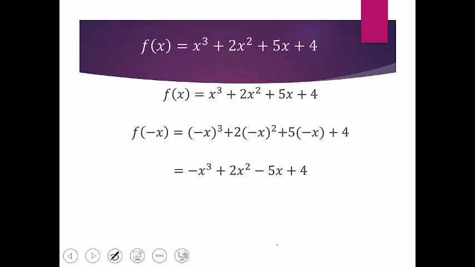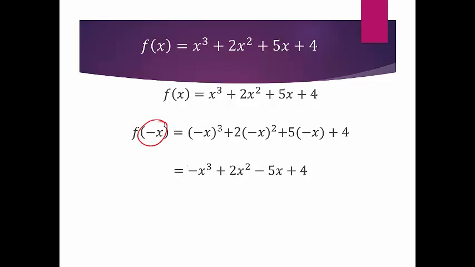Now let's look at another example. f of x equals x cubed plus 2x squared plus 5x plus 4. Since this example has all positive coefficients, there are no sign changes, which means there are no positive real zeros. So now we're going to find the possibility of negative real zeros. So we're going to plug in negative x in for all the x's.